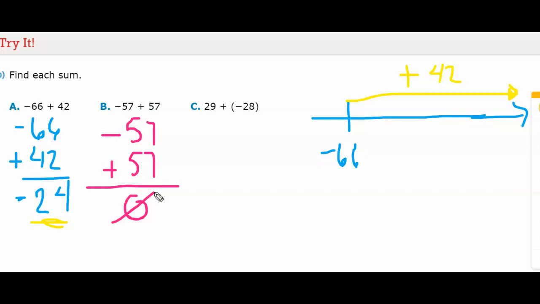So that's that answer. And then we have 29 plus -28. And in this case, again, you will subtract. 9 minus 8 is 1. And so the difference between those two is 1. And in this case, it's going to be a positive because 29 is greater, and that's a positive number. So our answer or our sum is going to also be positive.